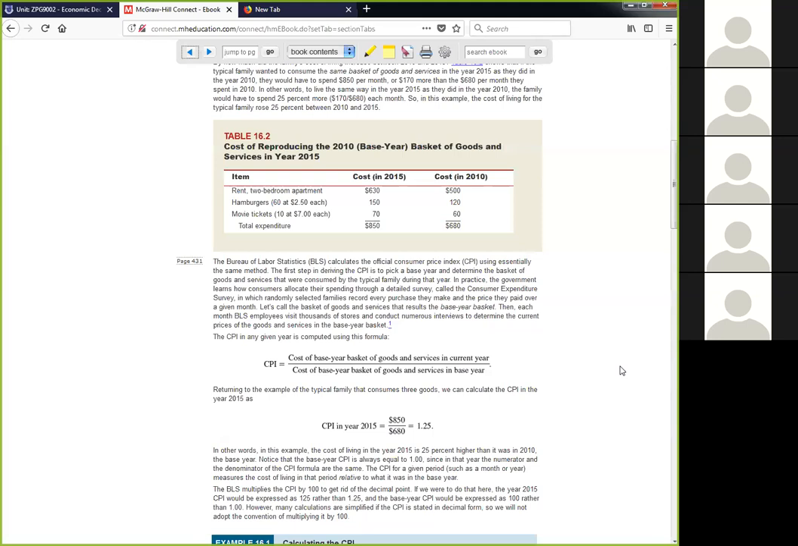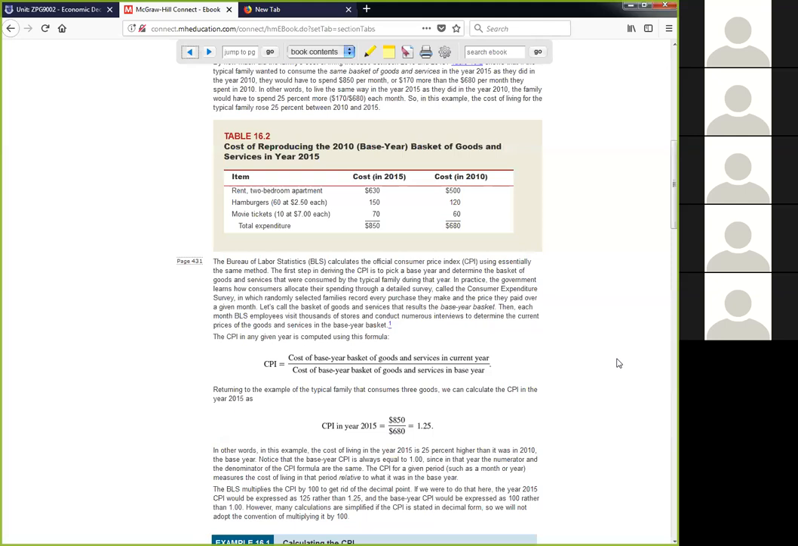Or sometimes they give you the index, and they give you the base year, then you just either multiply or divide. It depends on what I ask. If they give you the index 1.25, and they give you the value of the basket in 2015 at 850, you take the 850, divide by the 1.25, which also gives you the 680.